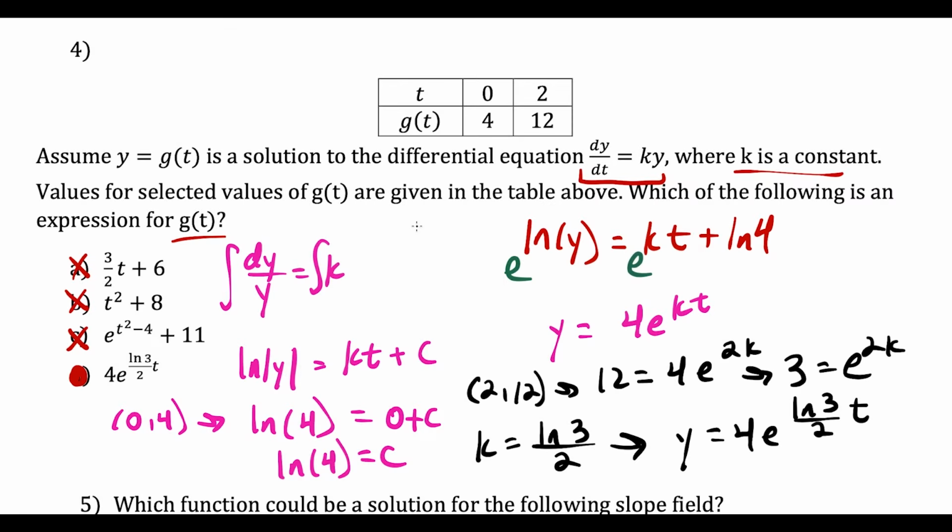Now, once again, just knowing that basic idea gets you through this quickly, but if you did want to solve this by separation of variables, you would just have to plug in both initial conditions to solve for C and k, and you get the same result here, choice D.